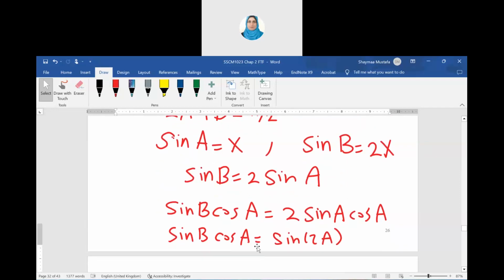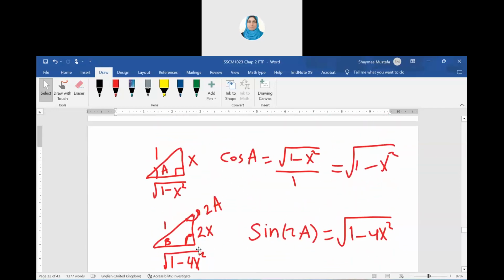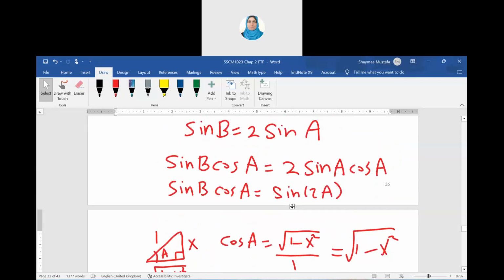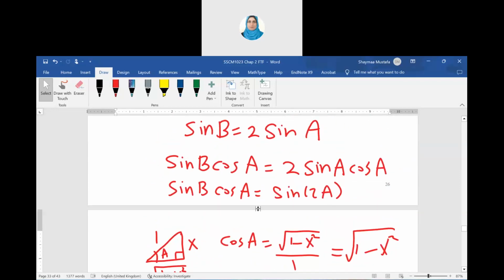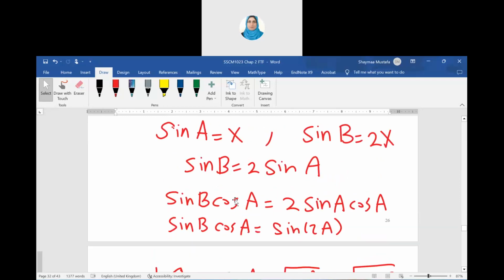This relation, if I draw, I know sine B. So here sine B is 2x over 1. I know also this angle should be 2A, because 2A plus B is equal to pi over 2. So if this angle is equal to B, this angle should be equal to A. So you can calculate from this triangle sine 2A. Sine 2A is the adjacent over hypotenuse, which is the root of 1 minus 4x squared. Now you can substitute here.